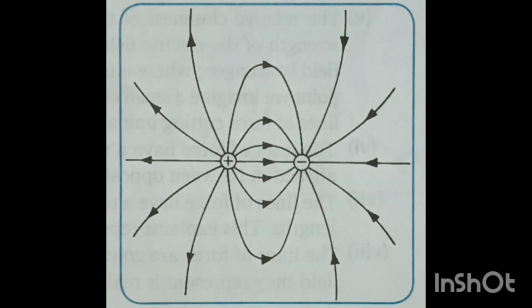Here the lines of force are drawn in the field produced by two equal and opposite charges at a small distance. These lines originate from the positive charge and terminate on the negative charge, and the concentration of the lines is greatest in the region between the charges, where the electric field is strongest.